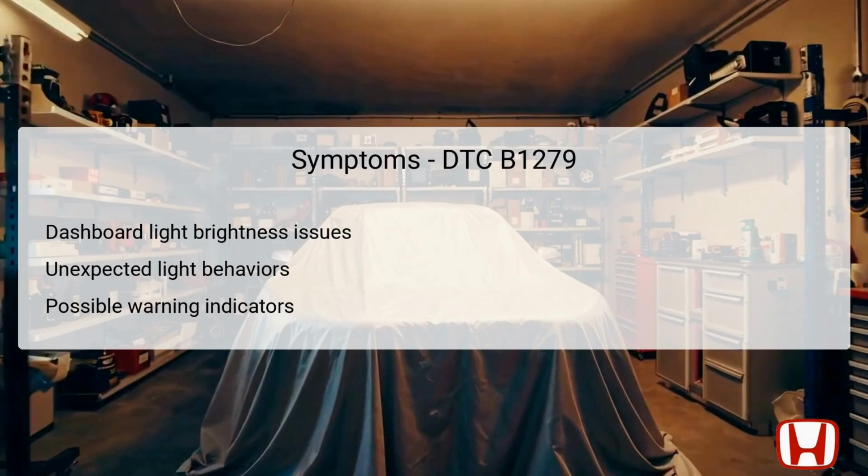Symptoms indicative of DTC B1279 include issues with dashboard light brightness and unexpected operational behavior of the vehicle's lighting system. Drivers may notice that the dashboard lights are either too dim or remain bright, regardless of the setting on the dimmer switch. Additionally, there may be instances where lights do not respond to adjustments, indicating a potential malfunction.